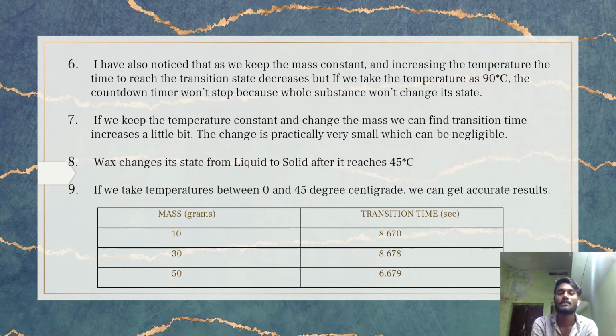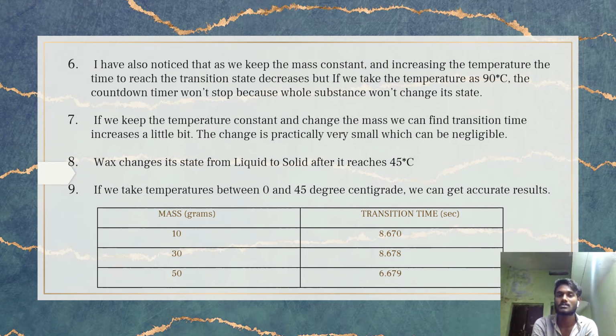I have also noticed that as we keep the mass constant and increase the temperature, the time to reach the transition state decreases. But if we take the temperature as 90 degrees centigrade, the countdown timer won't stop because the whole substance won't change its state. If we keep the temperature constant and change the mass, we can find the transition time increases a little bit. The change is practically very small, which can be negligible.